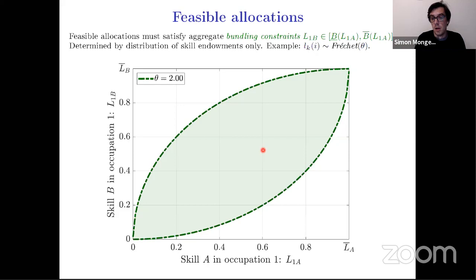However, it still respects the bundling constraints individual by individual. So in all these cases, these individual bundling constraints are respected. Here there's an indeterminate allocation. There are many ways I can achieve this allocation. Here there's a unique way, okay?